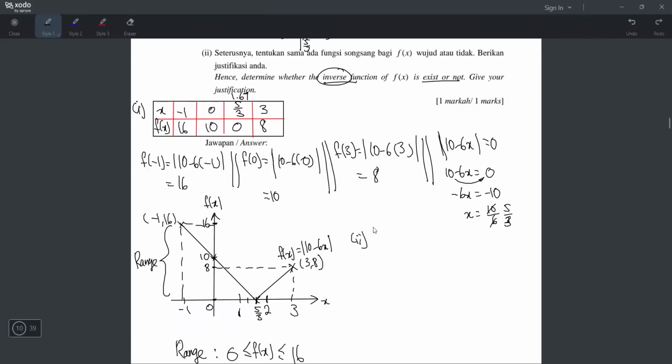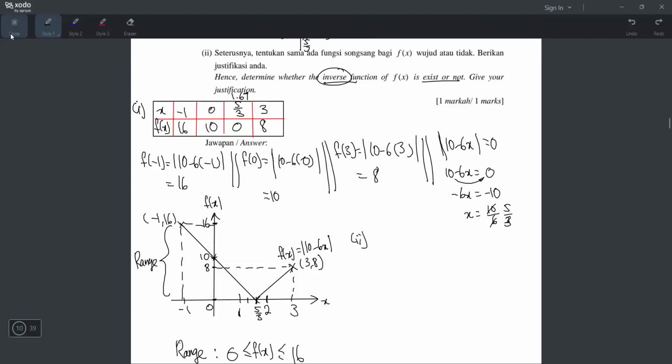Okay, so that is the type of relation. And for inverse, hanya one-to-one saja ada. So how do we know whether this is one-to-one or many-to-one or one-to-many or many-to-many? Okay, we can do the horizontal line test. Yeah, because we have the graph already, right? So we can do the horizontal line test and see whether it's one-to-one or not.